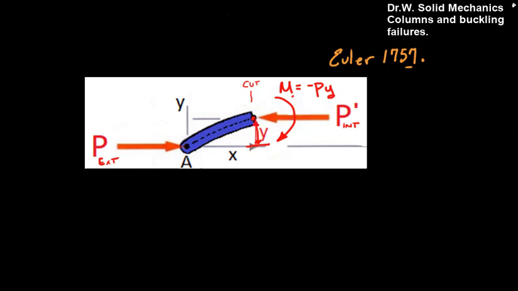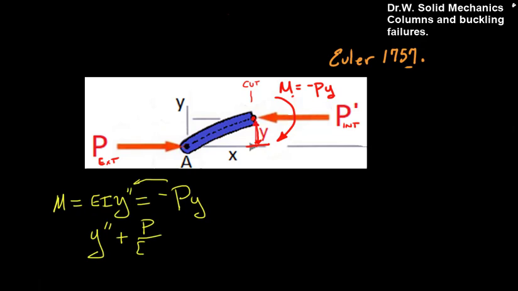And recall then that M is EI y double prime, which we found to be equal to negative Py for that cut. If we divide through by EI and bring this to the left side, we get y double prime plus P over EI y is equal to 0.